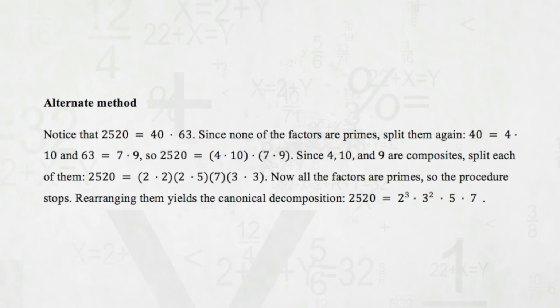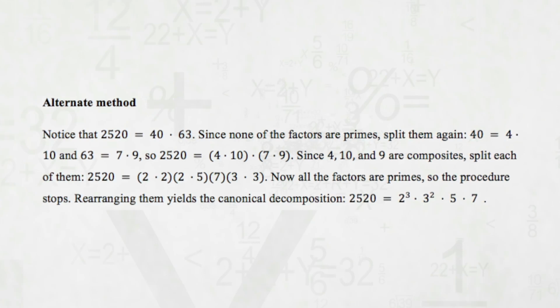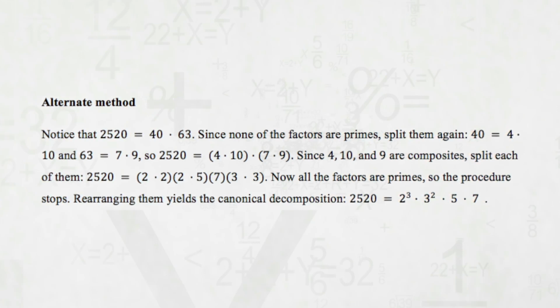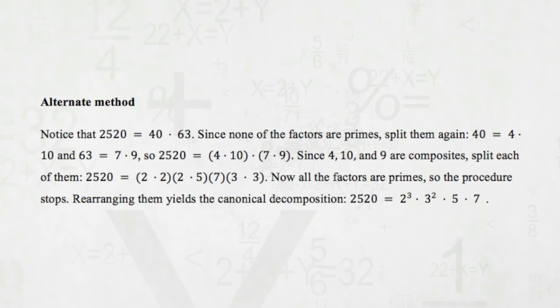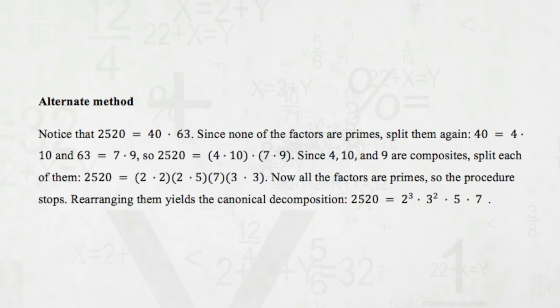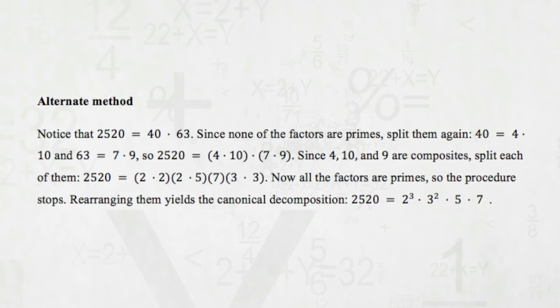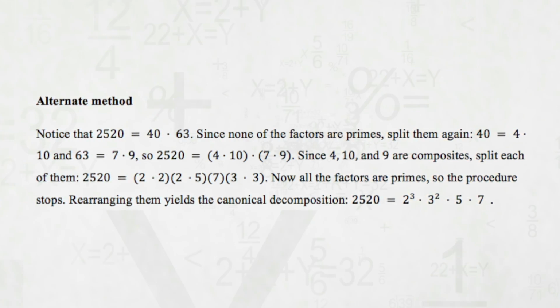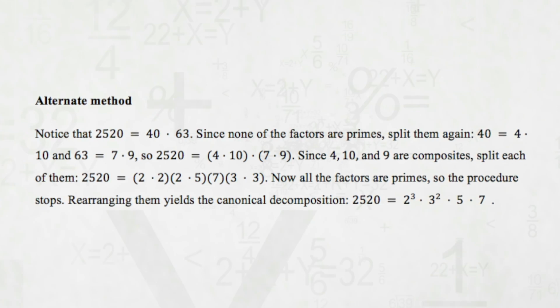Since 4, 10 and 9 are composites, split each of them. You have 2520 equivalent to 2 multiplied by 2, 2 multiplied by 5, 7, 3 multiplied by 3. Now all the factors are primes. So the procedure stops here.